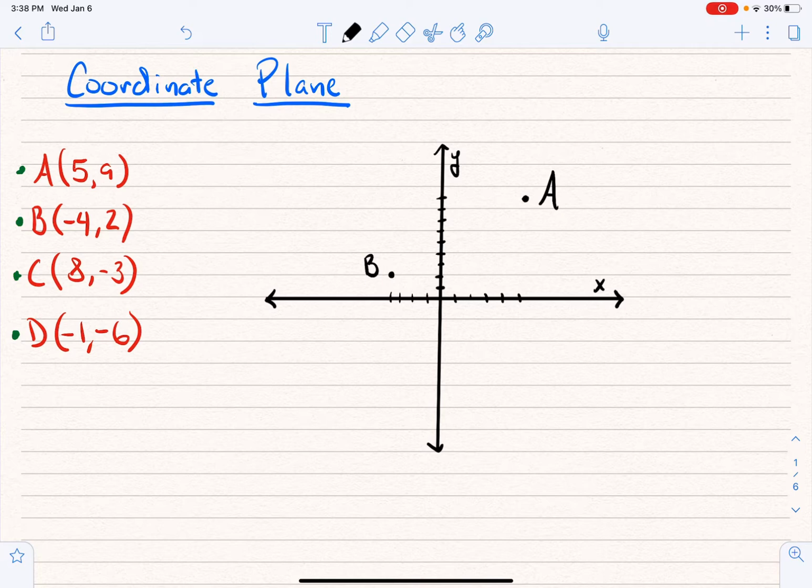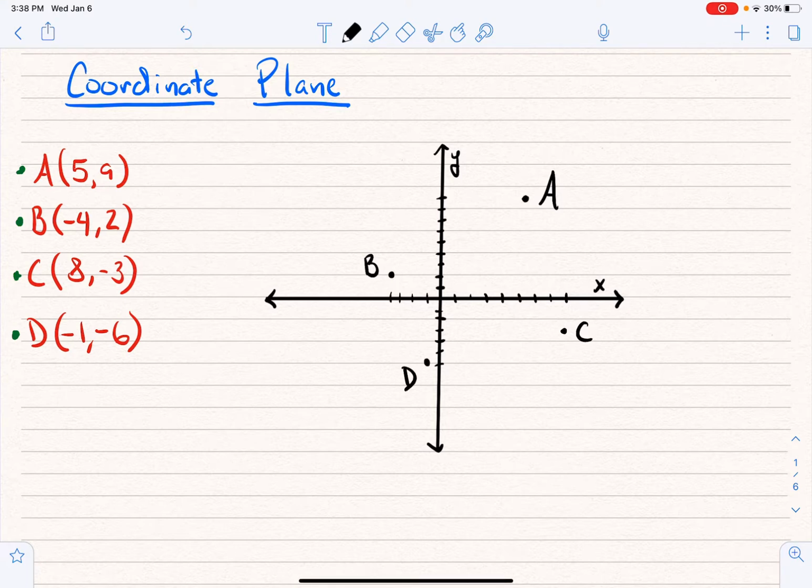C is at (8, -3). So I go 1, 2, 3, 4, 5, 6, 7, 8. The -3 is going to be down 1, 2, 3, because we're doing about 2 for every line of paper we got. That's going to be point C right there. And point D is (-1, -6). You go back 1 and then down 6: 1, 2, 3, 4, 5, 6. That's going to be right about there. That's point D. And hopefully that's what yours looks like.